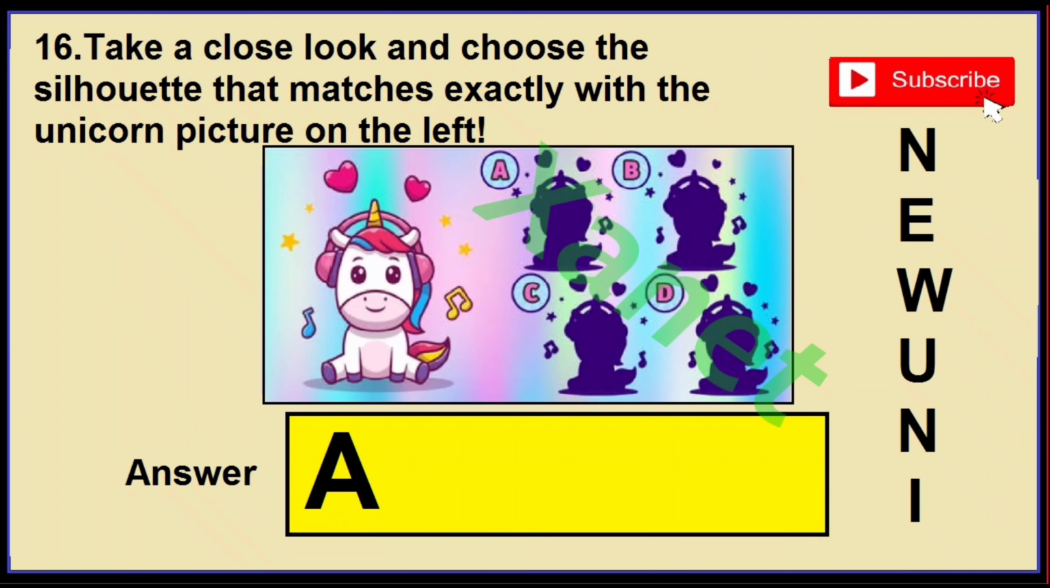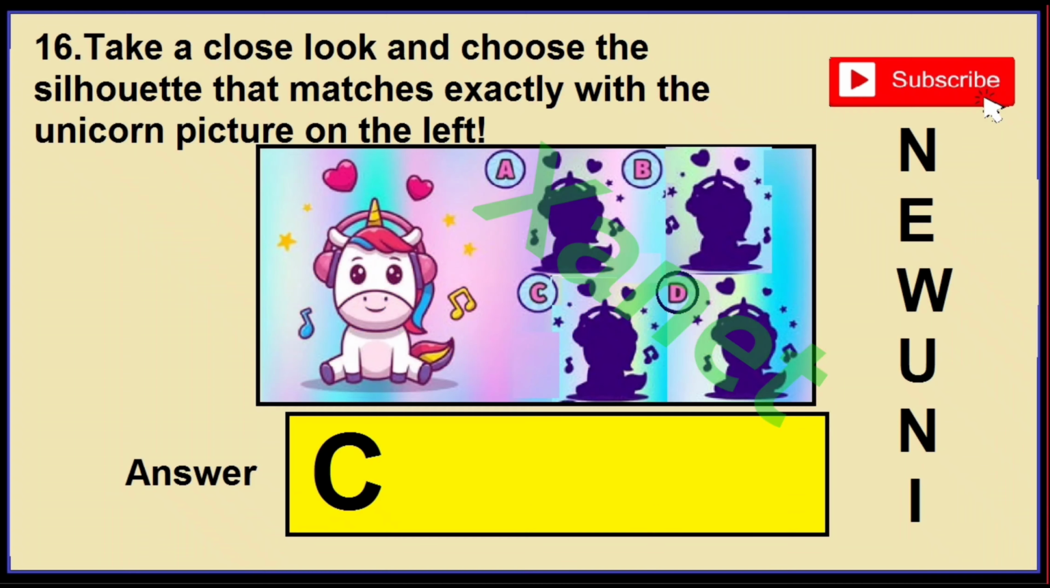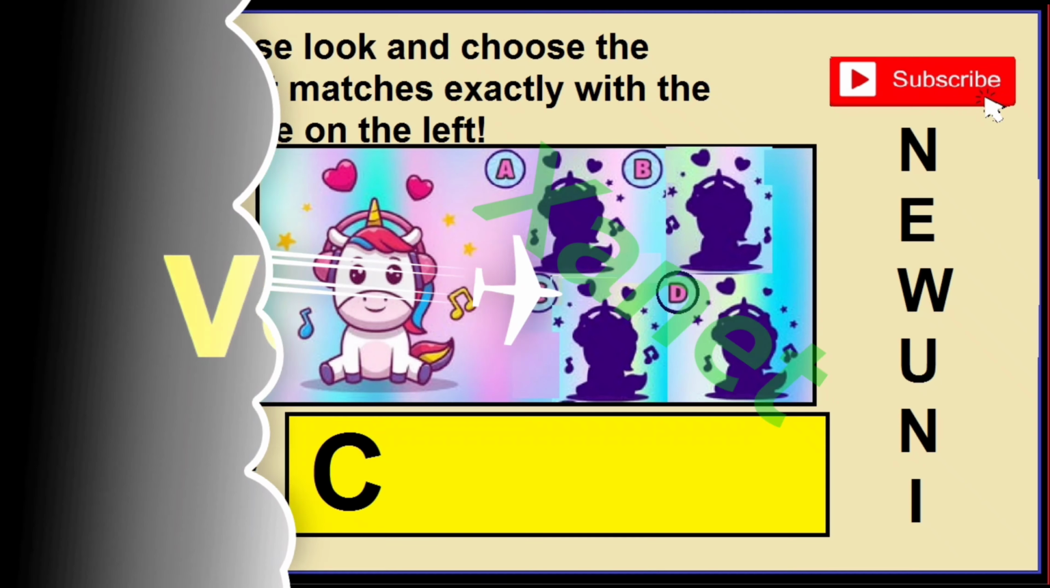For example, in version 1 of this question, you can see A is the correct answer, since A contains all the criteria. So you can see the music sign, the size of the heart, and everything is in position, so A is the correct answer. Now in version 2 of this question, you can see C is the correct answer, since C contains all the criteria that I have told. Everything you can see, so you must see the image very carefully.